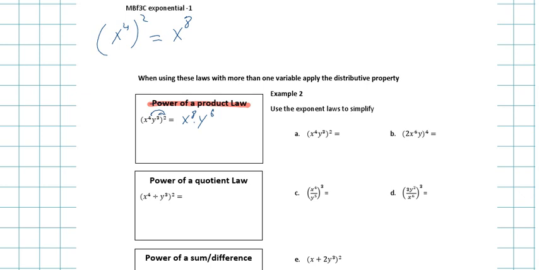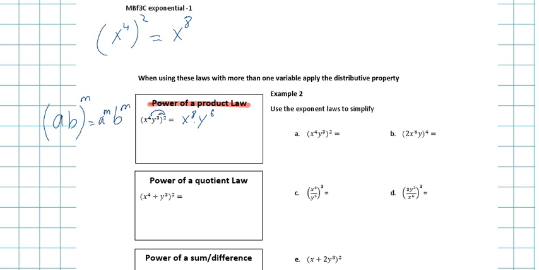Okay? So you'll see that the law of this, if I have, let's say, a b to the power of m, that's the same thing as writing a to the power of m times b to the power of m. Are we okay with this? Okay. So this is called power of product law.